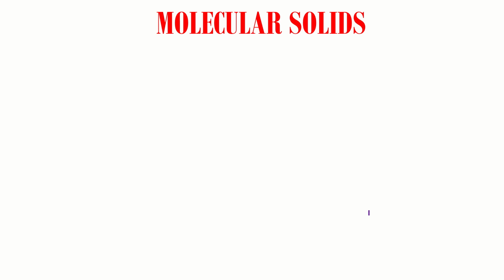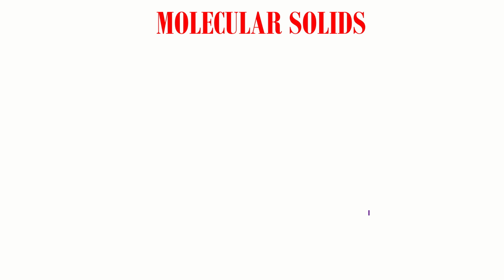Hello students, today we will be studying the first solid which comes under the classification of crystalline solids. Crystalline solids are of four types: molecular solids, ionic solids, metallic solids and covalent solids. Today we will be discussing the first solid, which is molecular solids.